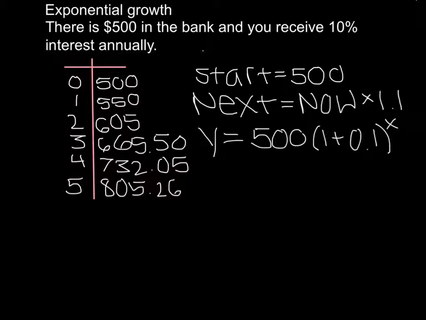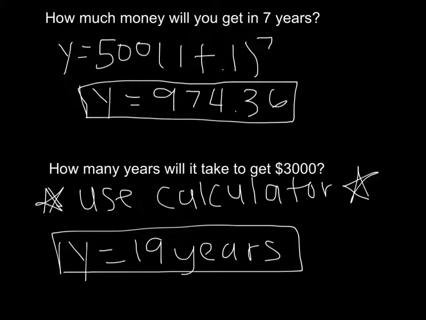The explicit equation is 500 times 1 plus 0.1 to the x power. For the table, you start at 500, and each time you multiply by 1.1. For the first prediction, the question is, how much money will you have in 7 years?